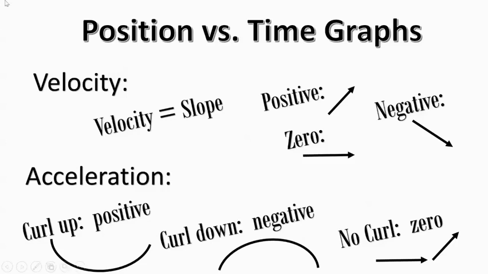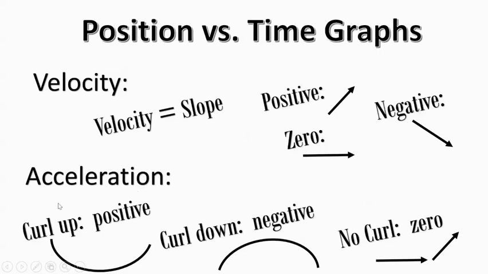So first of all, just some rules about position graphs. You can tell the velocity from a position graph because velocity is equal to slope, which means if you have a positive velocity, you should see a slope that goes up like this. If you have a negative velocity, you should see a slope that goes down. And if you have no velocity, if something's not moving, then the slope of your position graph is going to be flat. So looking at the way the slope goes, you can tell whether it's positive, negative, or no velocity.